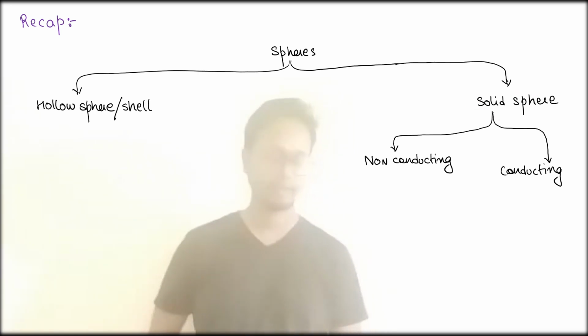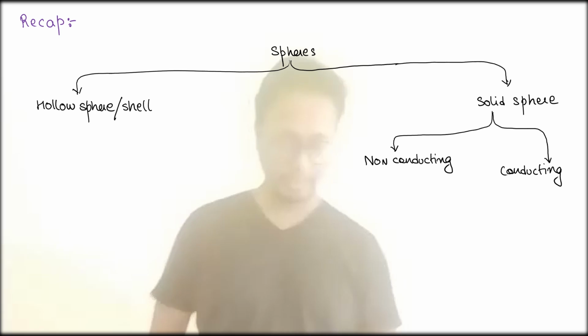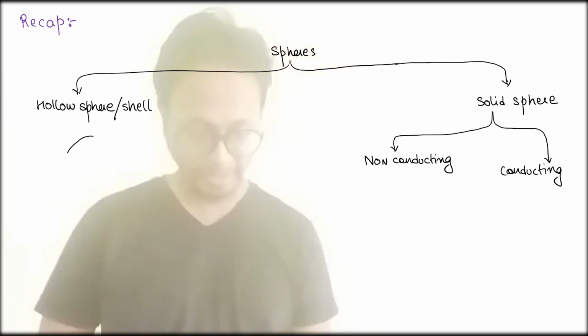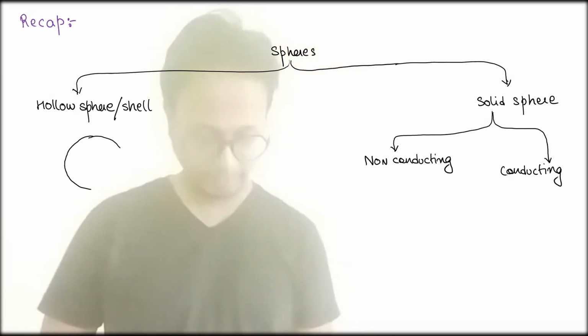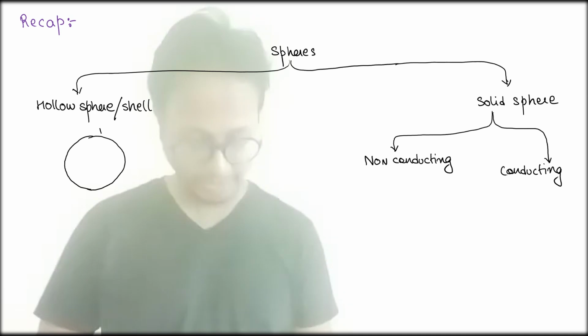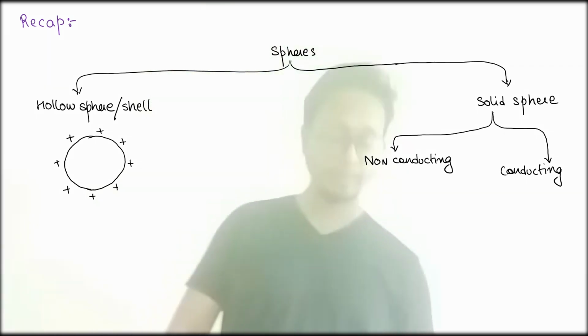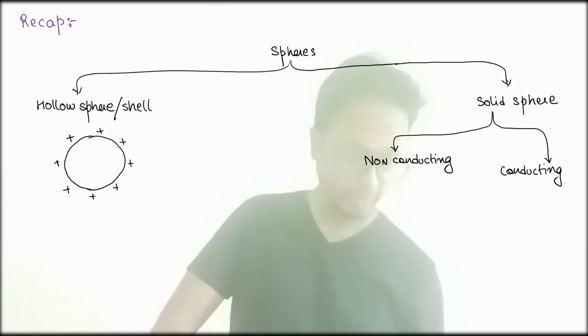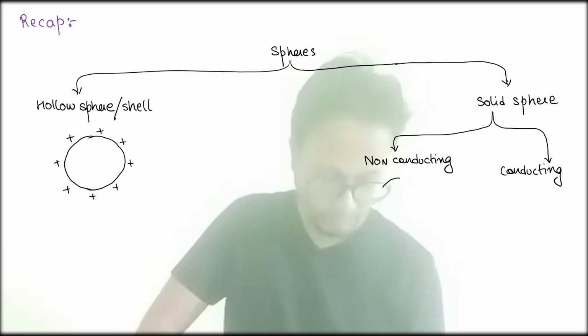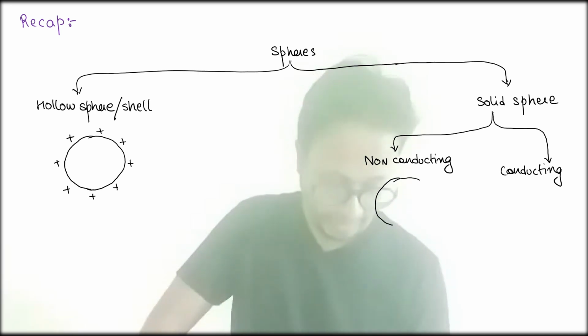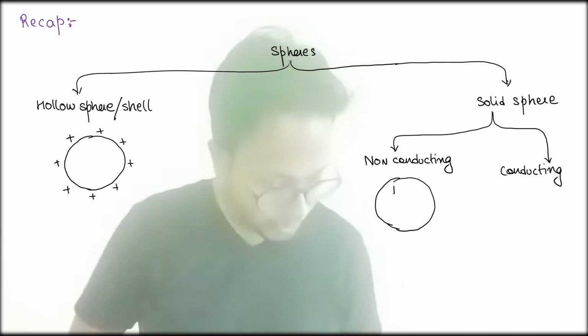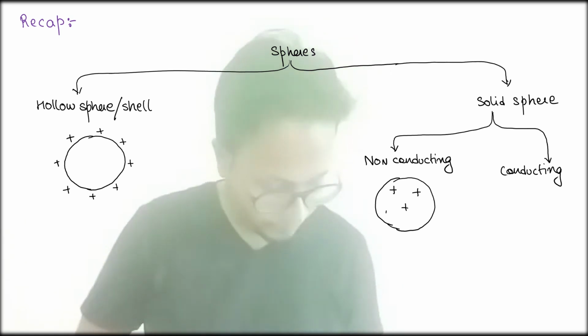In a hollow sphere, whenever I give any charge, the entire charge gets distributed on the surface of the shell, because the charge has nowhere to go. But in the case of a solid sphere, if it is non-conducting, the charge will get distributed inside the volume.